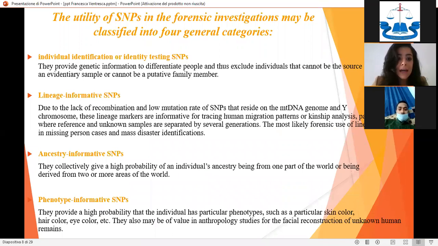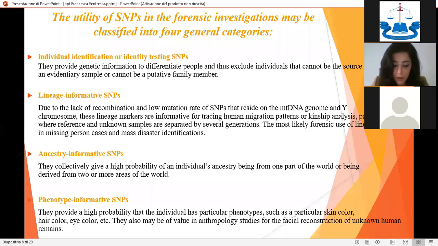Okay, SNPs can be classified into 4 categories. First of all, we have the identity testing SNPs that could provide the genetic information to differentiate people and thus exclude individuals that cannot be the source of an evidentiary sample or cannot be a putative family member. There are the SNPs that are lineage informative, due to the lack of recombination and the low mutation rate of SNPs that reside on the mitochondrial DNA genome and the Y chromosome. These lineage markers are informative for tracing human migration patterns or kinship analysis, in particular where reference and unknown samples are separated by several generations. The most likely forensic use of lineage SNPs is in missing person cases and mass disaster identifications.